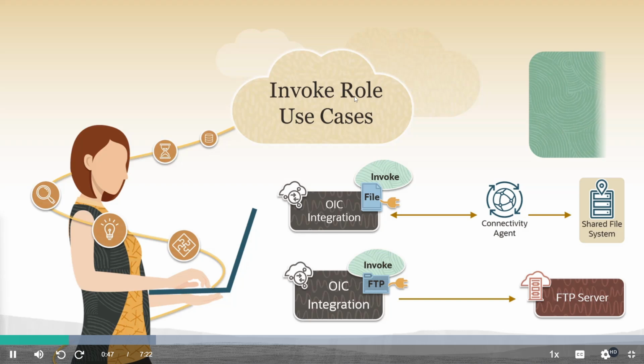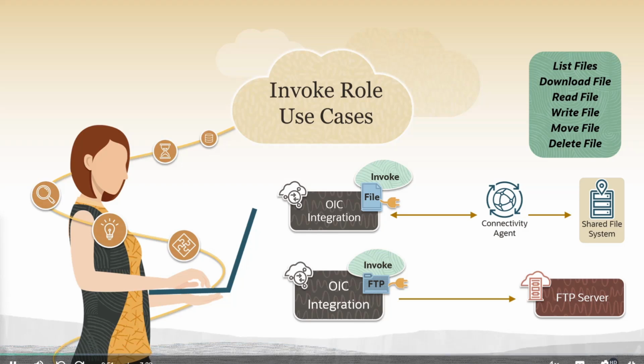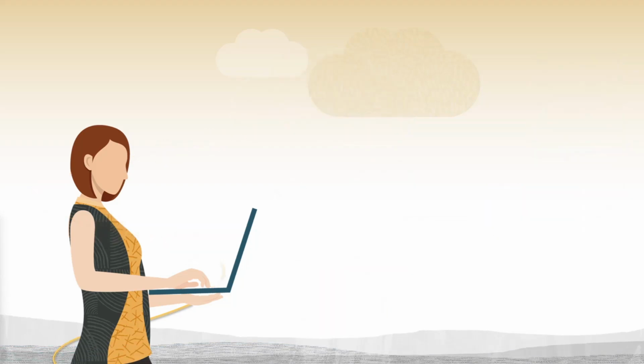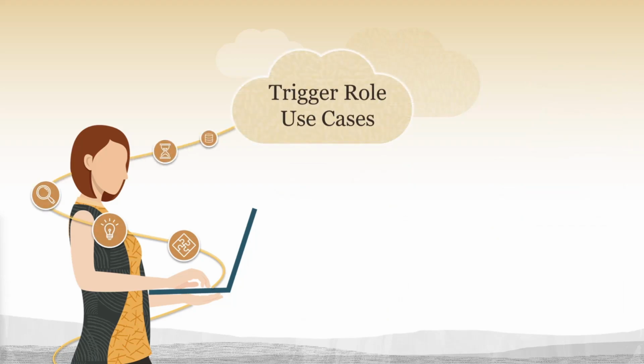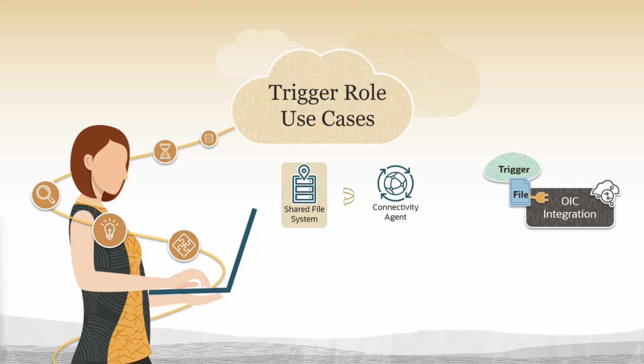As to file operations, these are the 6 operations available for both adapter types when used in the invoke role. File adapters can also be configured as a trigger for an integration flow, since the connectivity agent serving as a polling client will deliver new files to OIC, thus launching a new integration instance for each new file.